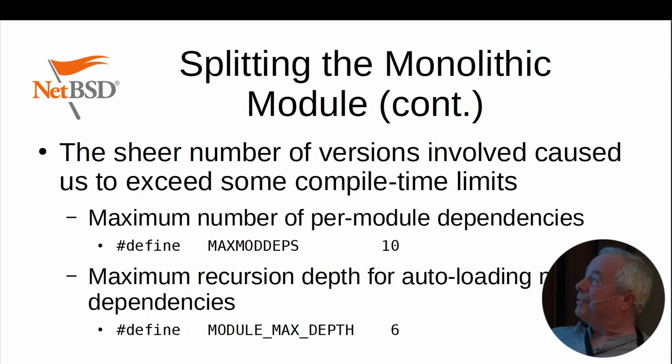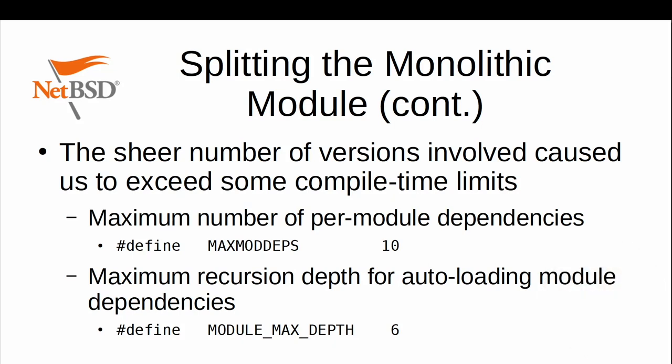As I said, there are the compile-time limits. We used to have a maximum number of dependencies of 10. And if you start counting, you find 0.9, 1, 2, 3, it adds up to a lot more than 10. And even if you went through the recursion process, the explicit recursion of having one module's initialization code do a mod auto load, there was a limit of 6 on that as well. That was hard-coded in.